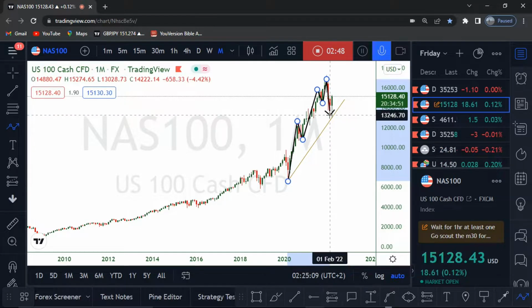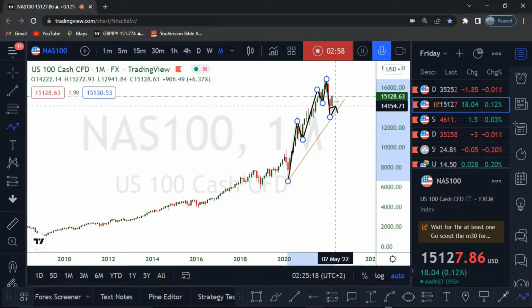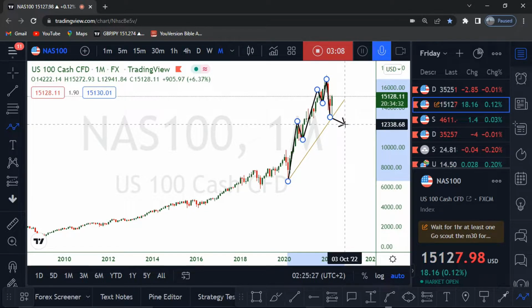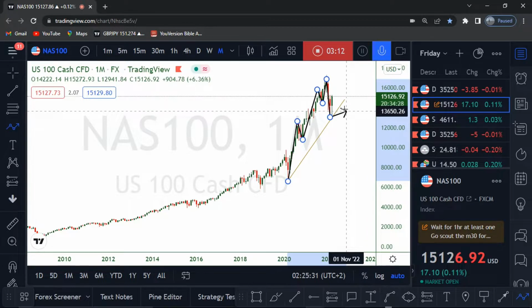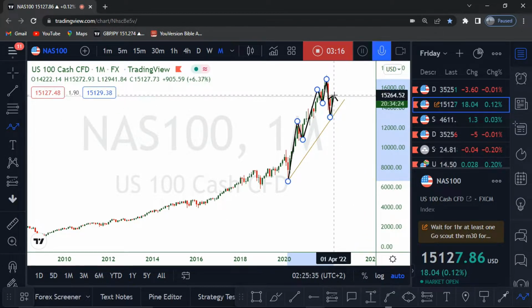So this just meant that we have a new low, which will be a lower low, and we have a potential lower high point. Now another thing to take into consideration, we are 20 hours away from the monthly close, so this is going to be our new lower high.